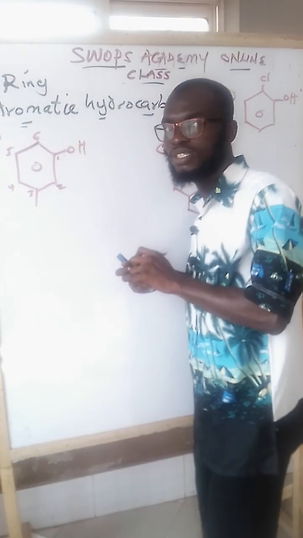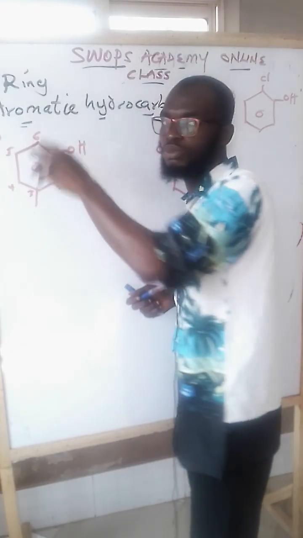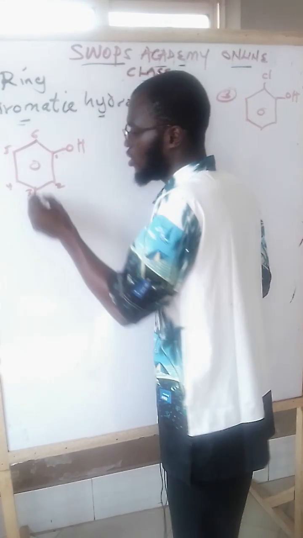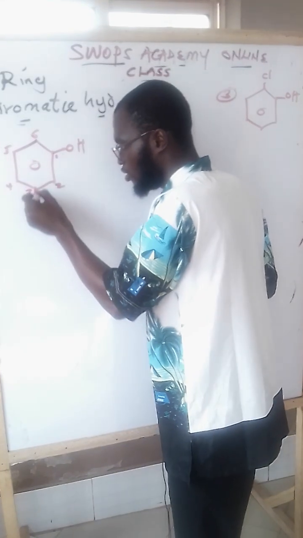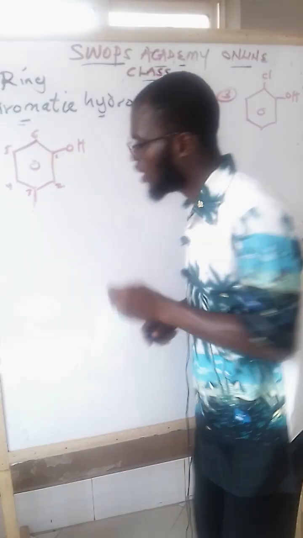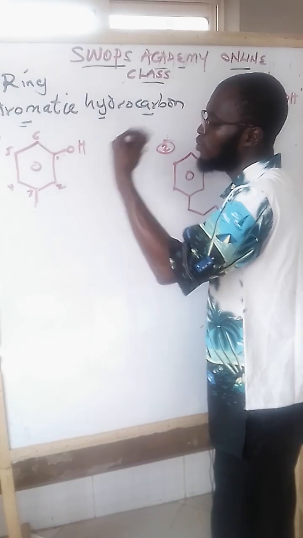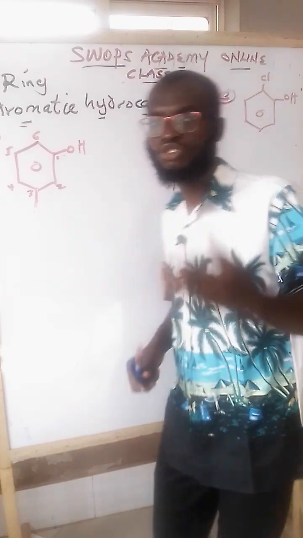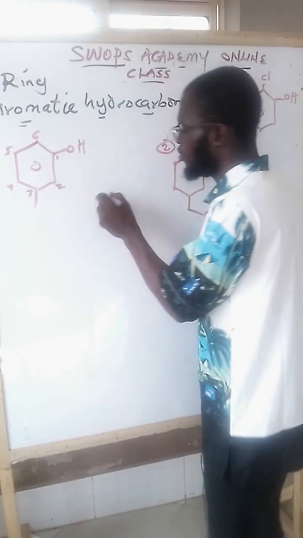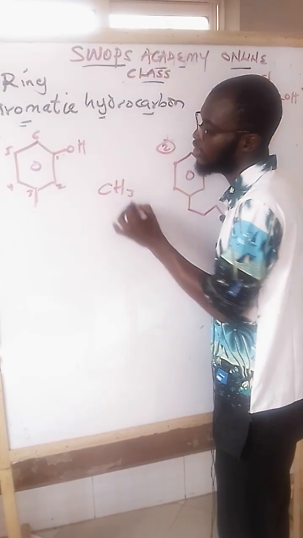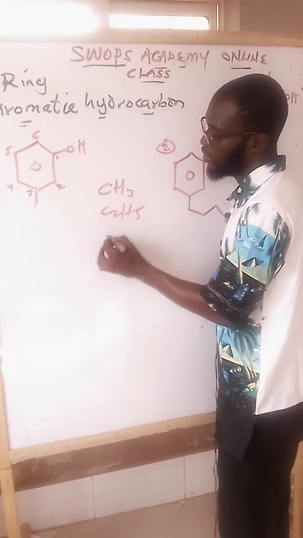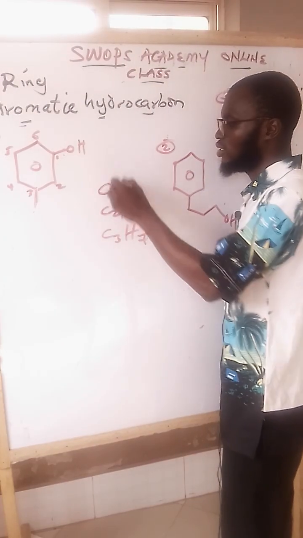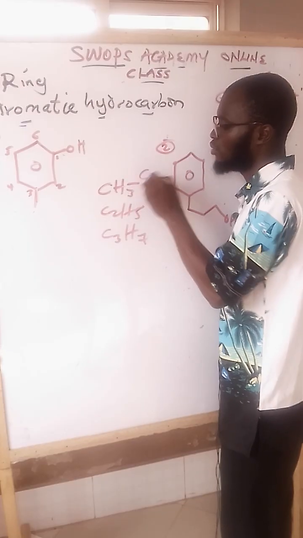The second thing is, let's see, how many substituents are we having? One substituent. And what is that substituent? I told you that the substituent might be a halogen. It can also be an alkyl group. When I say alkyl group, I mean CH3, C2H5, C3H7, and so on. This is deducted from CH4.